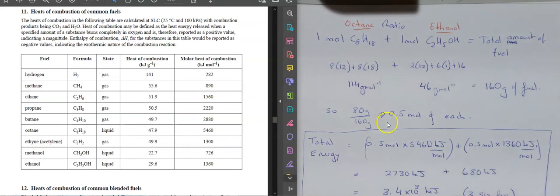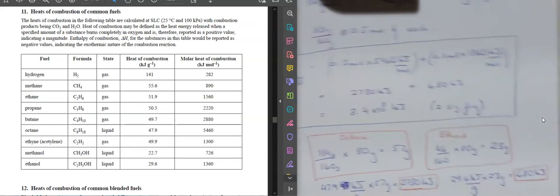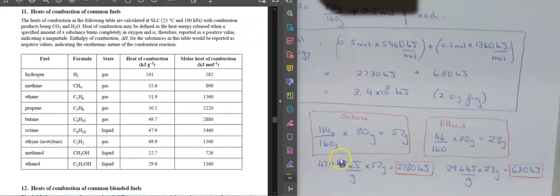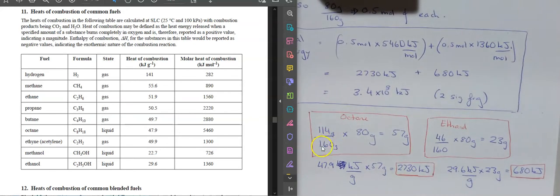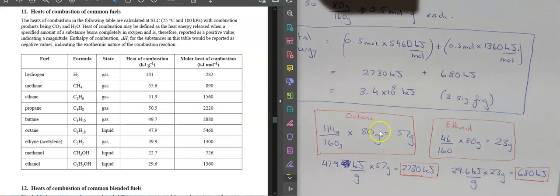If it didn't work out so nice and neat that you had exactly half, and you couldn't just do it in your head, then you might want to use the ratio. It's basically like percent composition. If you have a 1-to-1 ratio, the whole mass would add up to 160, and the fraction of that due to octane is 114 grams.